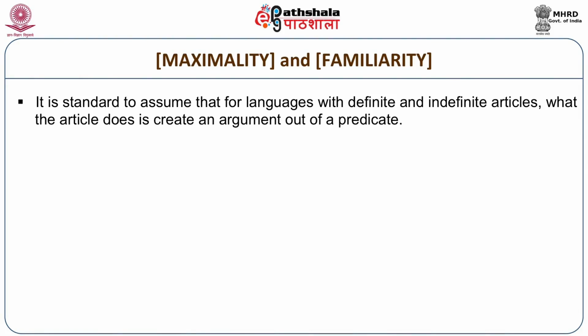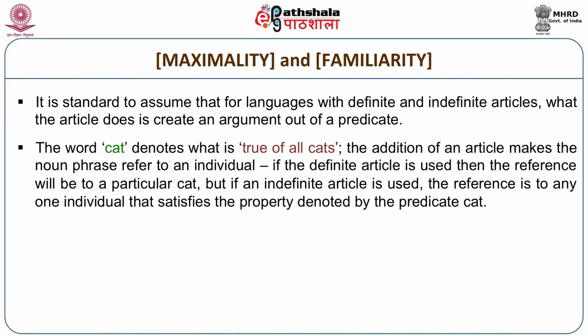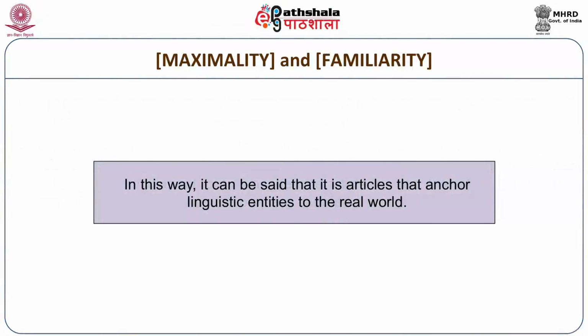It is standard to assume that for languages with definite and indefinite articles, what the article does is create an argument out of a predicate. The word cat denotes what is true of all cats, and the addition of an article makes the noun phrase refer to an individual. If a definite article is used, then the reference will be to a particular cat. But if an indefinite article is used, the reference is to an individual that satisfies the property denoted by the predicate cat. In this way, one can say that what an article does is anchor linguistic entities to the real world.